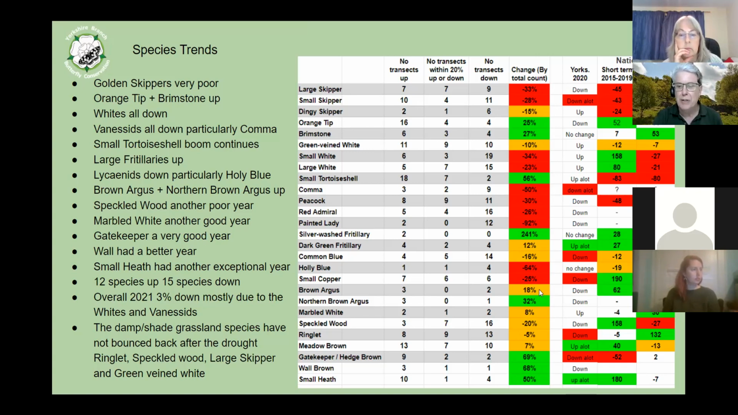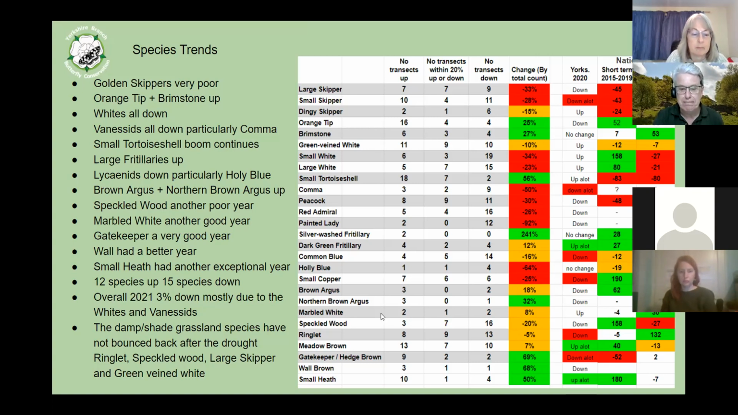Brown Argus is an interesting one. It's on the up in the short term, and it was up this year. And the Northern Brown Argus had an exceptional year this year. Now there's a regional effect here, because the northwest of the county had a much better summer than us people down off these flatlanders like me down in the Vale of York. Actually, the Yorkshire Dales had a cracking summer, and I think that shows in that figure there.